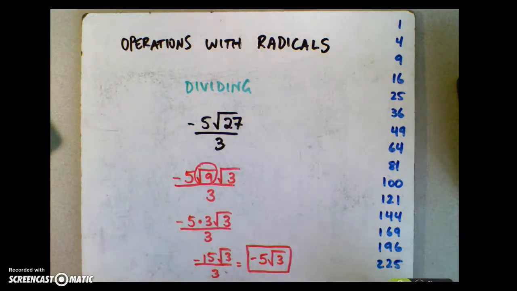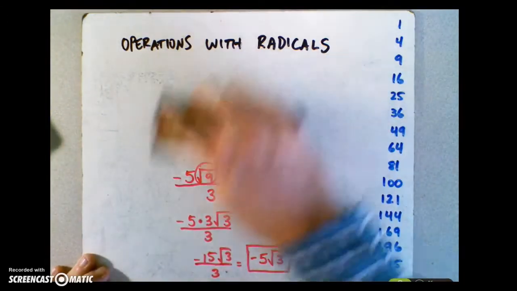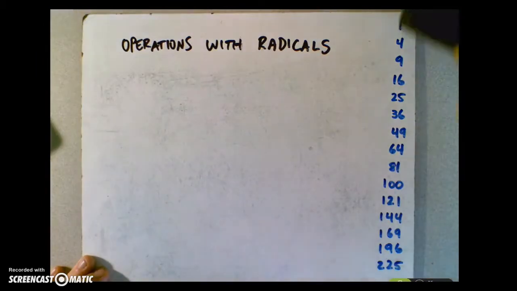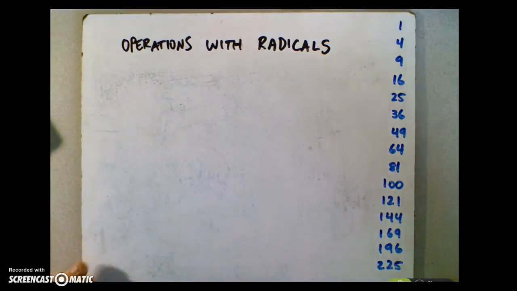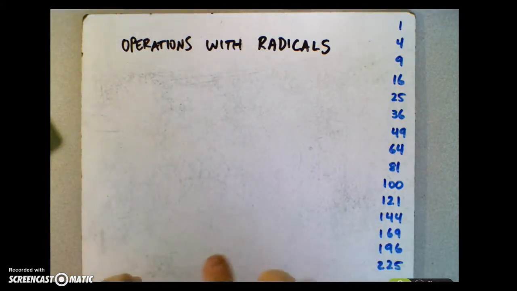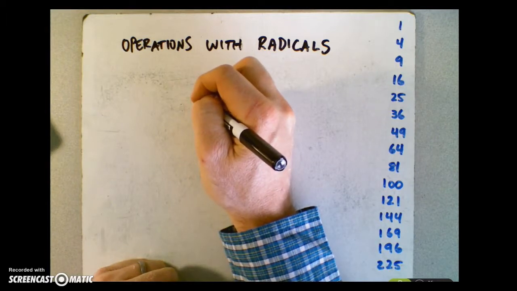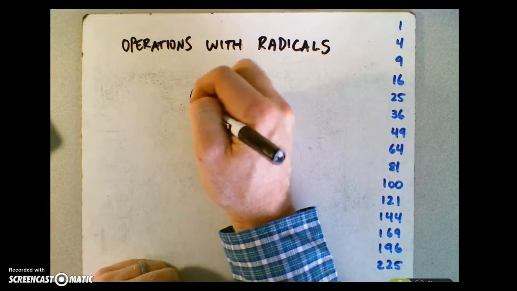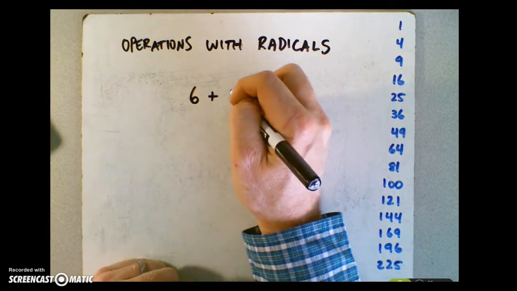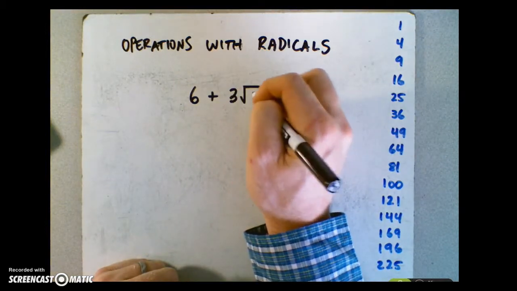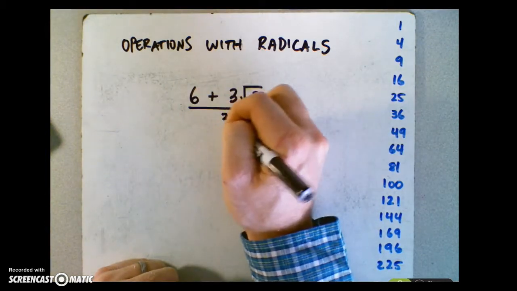But what I really want to do now is put those two things together, because this is what you're going to see when you're dealing with the quadratic formula. Okay, I want to put those two things together, and I want to give you something like, let's start easy. So let's say I gave you 6 plus 3 radical 2 over 3.